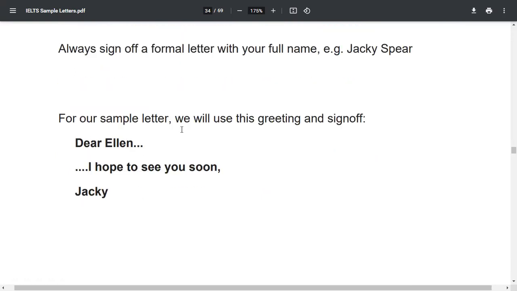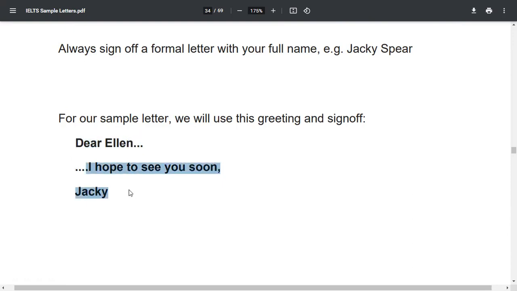So for our sample letter, we will use this greeting and sign off. Let's first think about the greeting and the sign off. I'm going to start the letter with Dear Ellen, so I'm writing to my girlfriend. And then I'm going to end it with, I hope to see you soon, Jackie. So that's the greeting and that's the sign off.